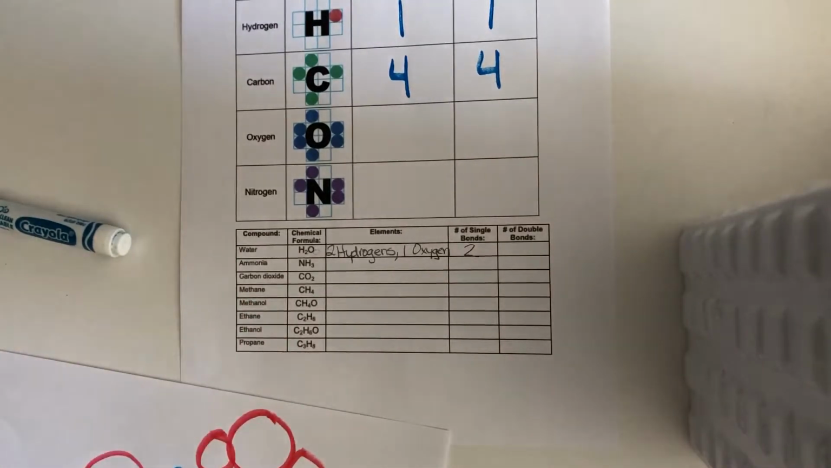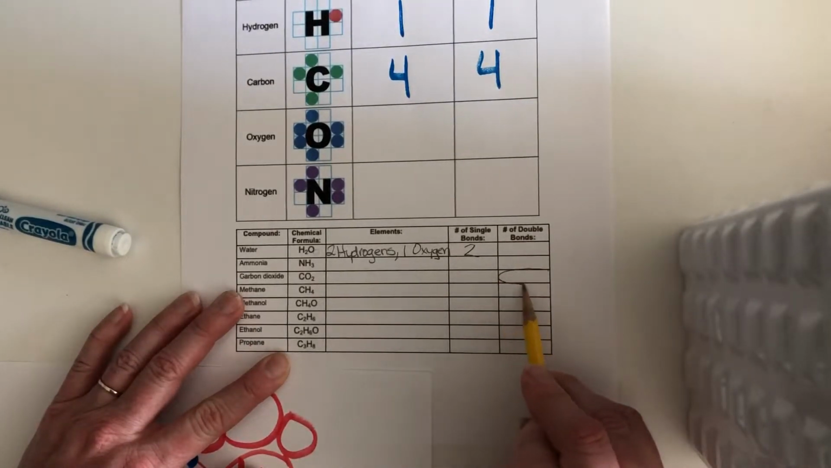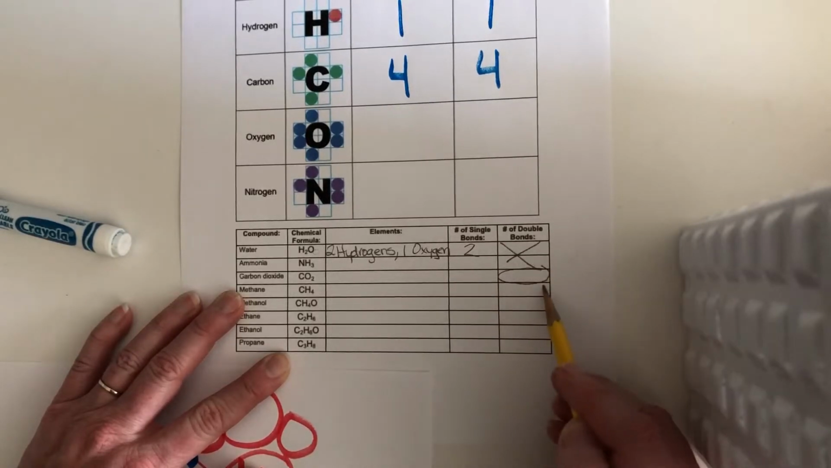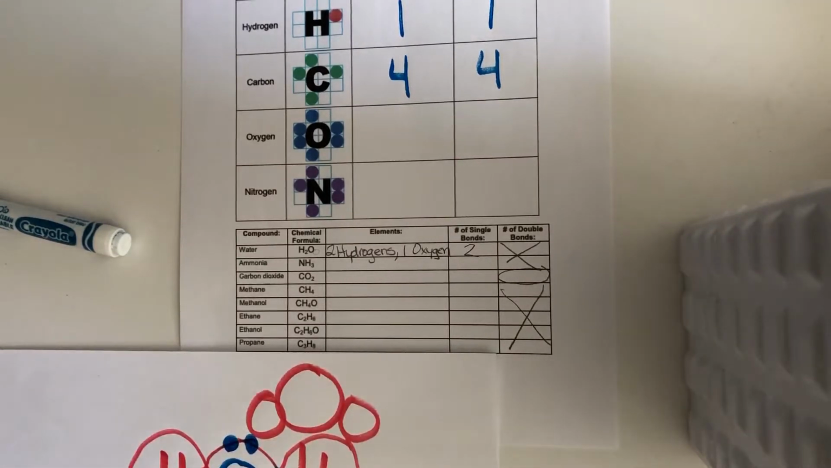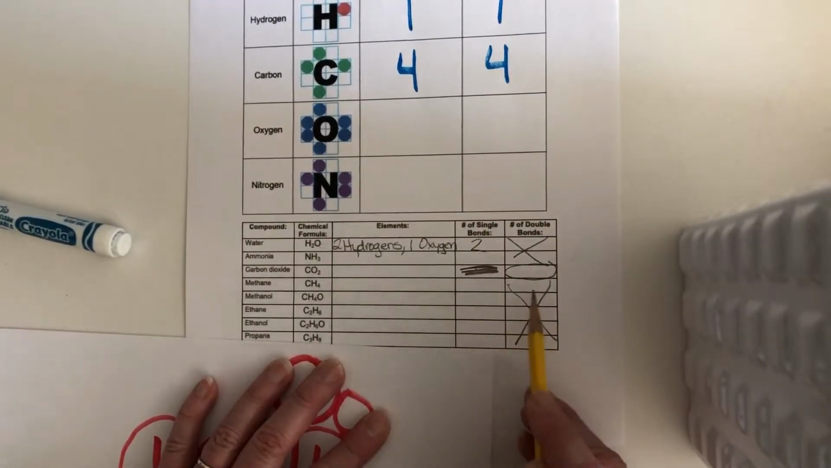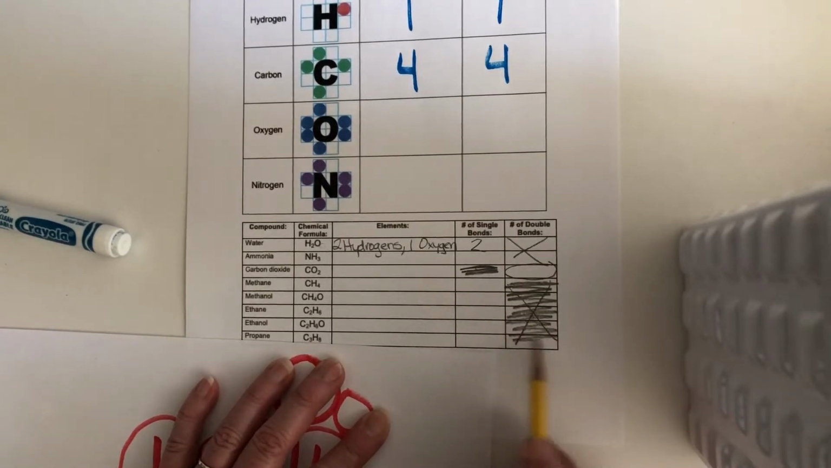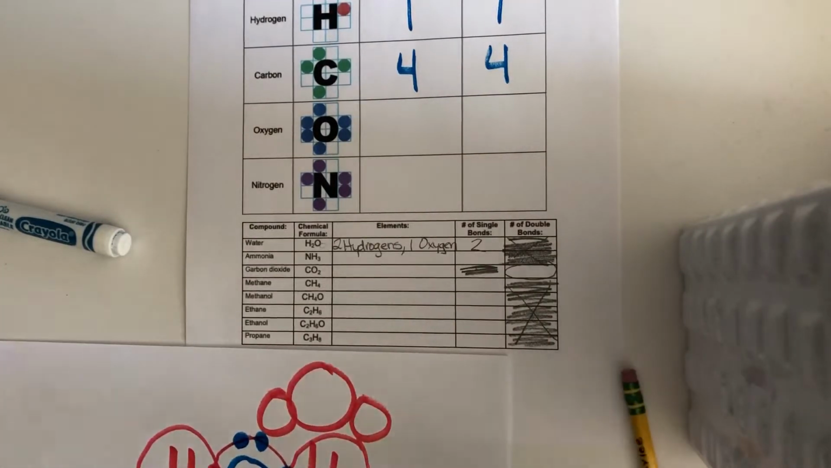Okay, and the good news is that almost all of these are single bonds. So the only one that's going to have a double bond is this one. The rest of these do not have single bonds. Okay, or don't have double bonds. I'm sorry, I said that wrong. The rest of these, they all have single bonds except for this one. So I'm going to cross that off on this one too, just so it's really clear. There we go. You're not going to use those lines, okay?